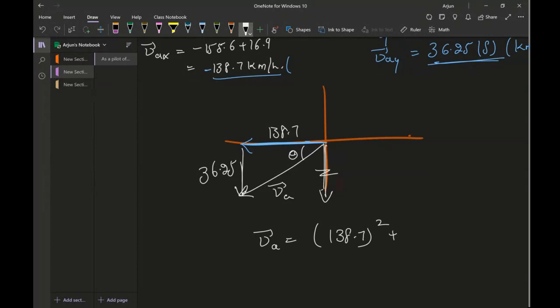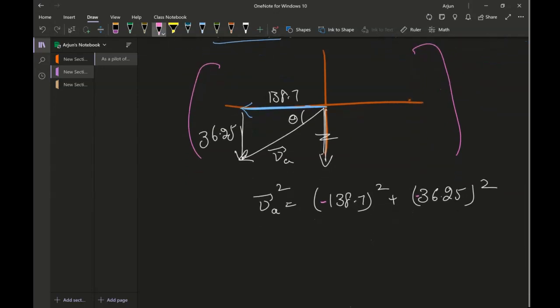138.7 square plus 36.25 square. Here I'm using the Pythagorean theorem. Again, some of you can ask the question that why I haven't used the negative. You can keep using the negative here also. It's not going to make any difference because I've drawn it on the navigation system. So I need not use the negative. Negative square will become positive. So eventually it's not going to make any difference.